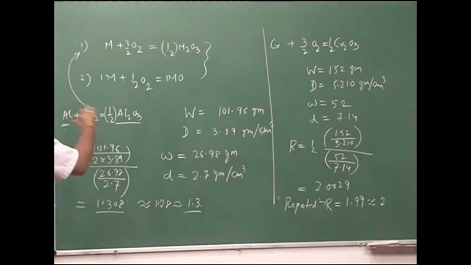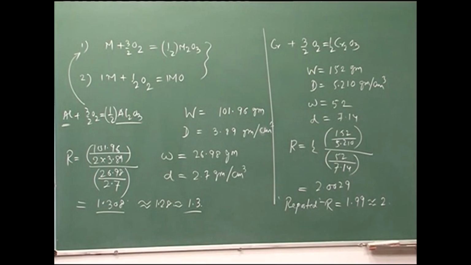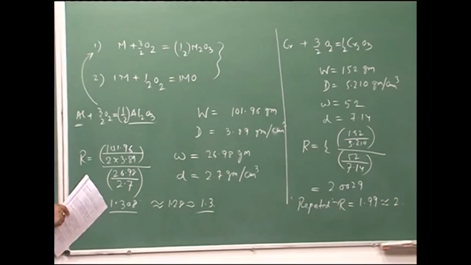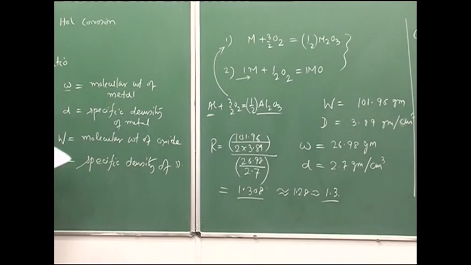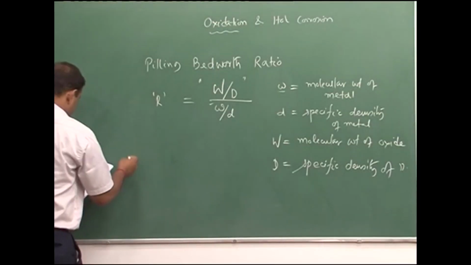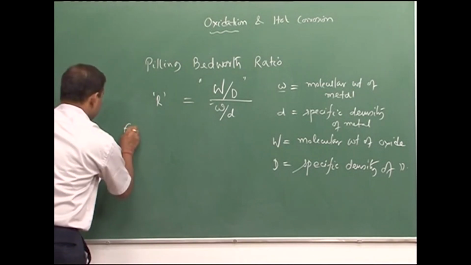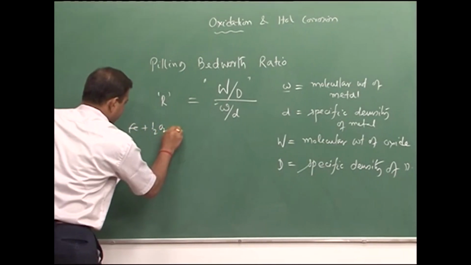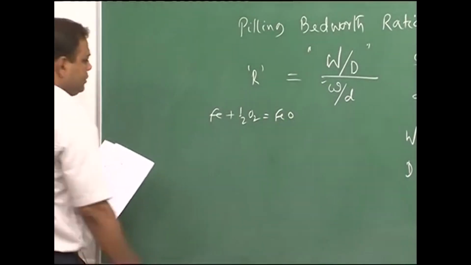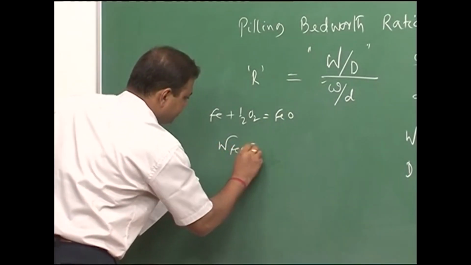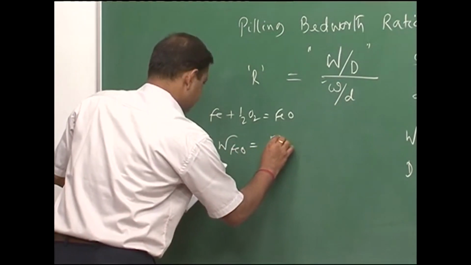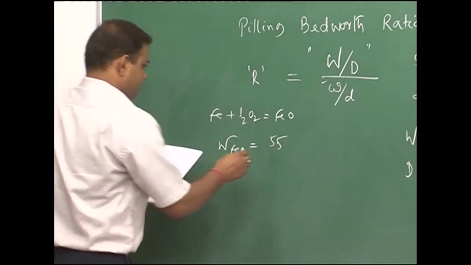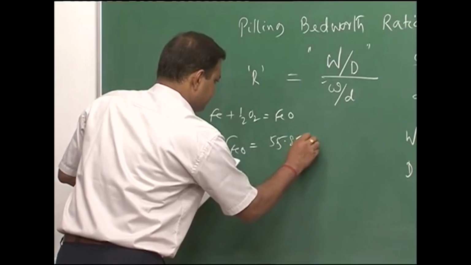So, these are two examples with respect to the first equation, and let us also find out one R value with respect to the second type of equation. Let us find out for FeO: Fe plus half O2 gives FeO. So, W of FeO is 55.85 plus 16.